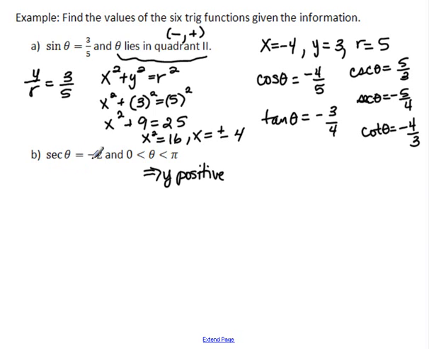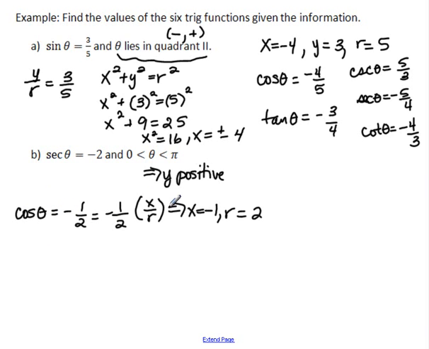Secant of theta is negative 2, which means that secant is really the reciprocal of what? Yeah, cosine. So cosine theta has to be negative 1/2. So we can think about this as really negative 1 over 2. So, well, cosine was what? X over r. So this tells us that x is negative 1 and r is 2. R is a radius, so r is always positive, so you never let the denominator be negative in this case.